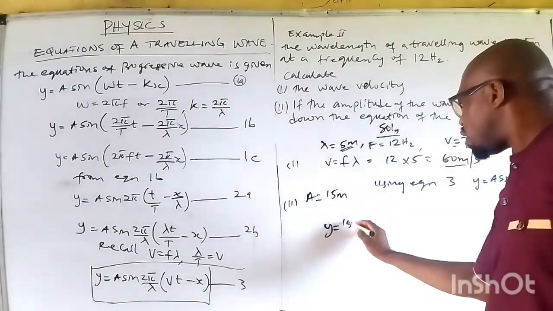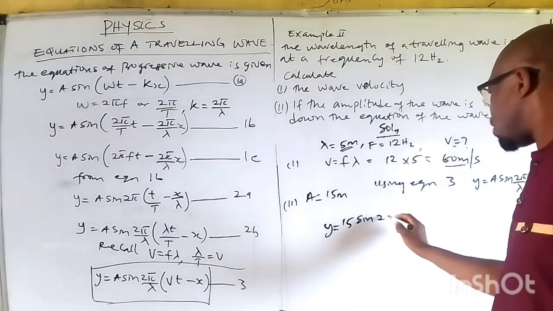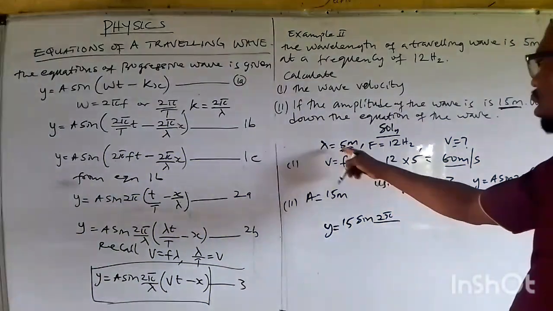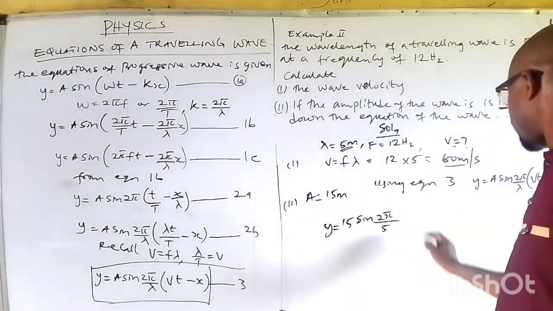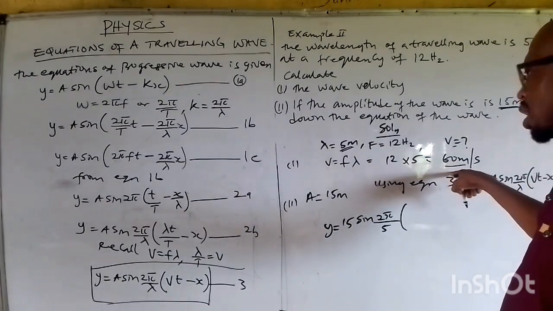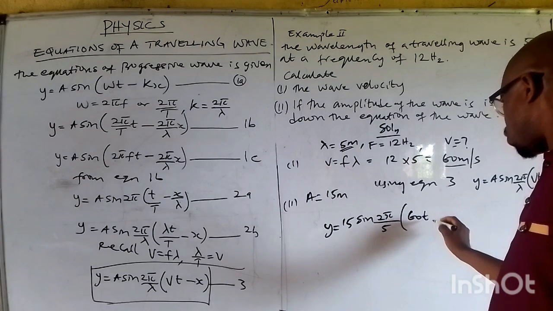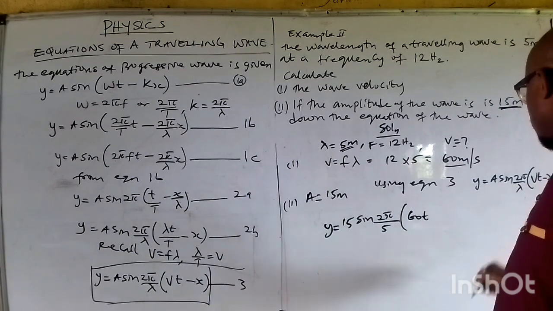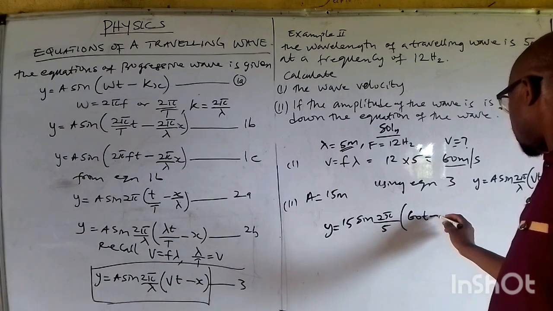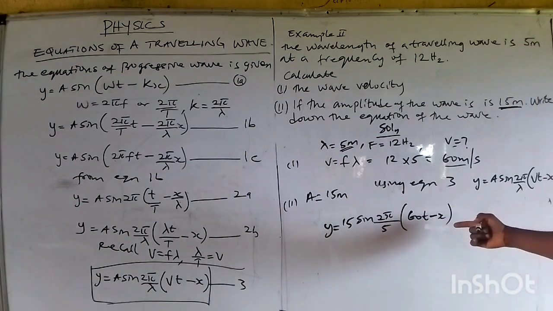So we substitute into that equation, which will give us y is equal to, a is given to be 15, sine 2 pi all over wavelength. The wavelength is given to be 5 into v. V is calculated to be 60. Remember to put the time-dependent variable there, which is t minus x there. So this is our equation.